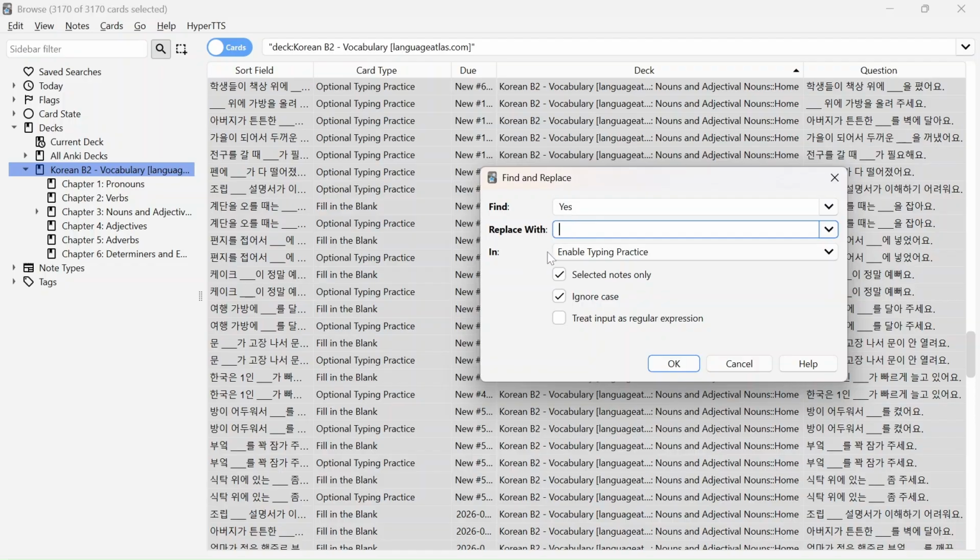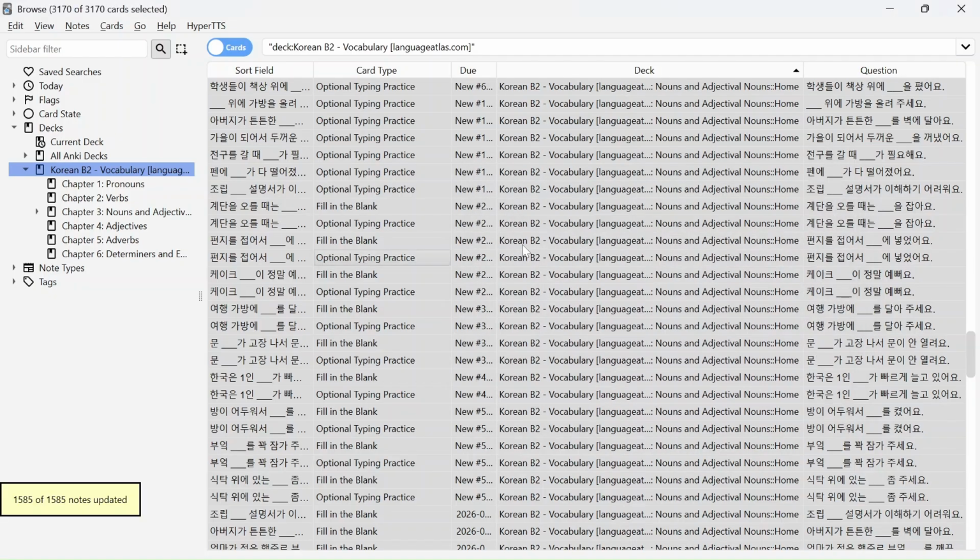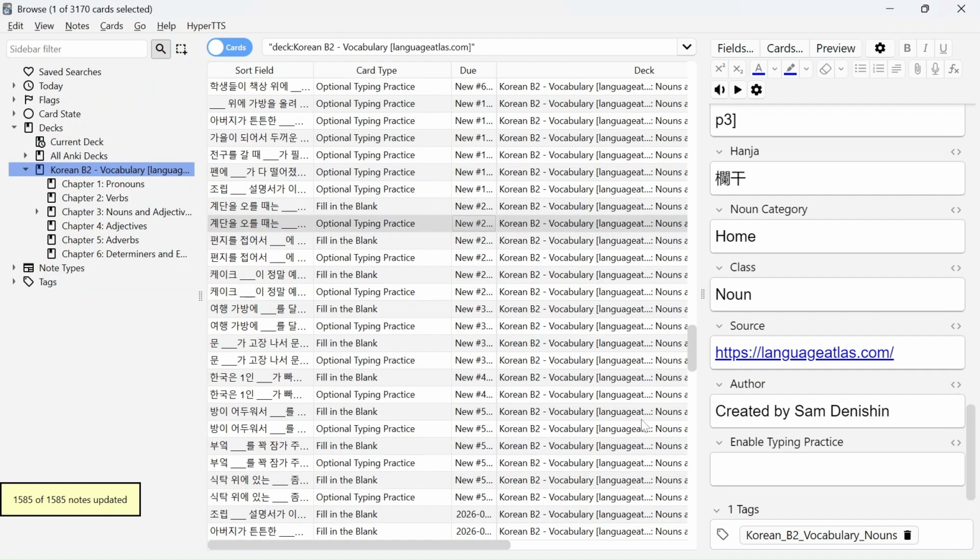We want to replace it with nothing because it has to be empty. And we do this for the field Enable Typing Practice. So find yes, replace with nothing, an empty area, in Enable Typing Practice. So we did it, and I can check any one, and you see Enable Typing Practice is empty.